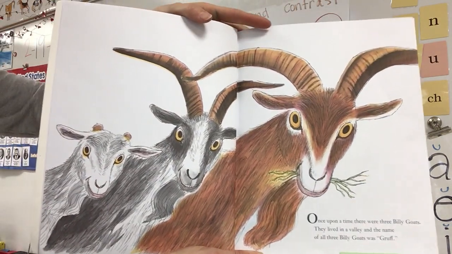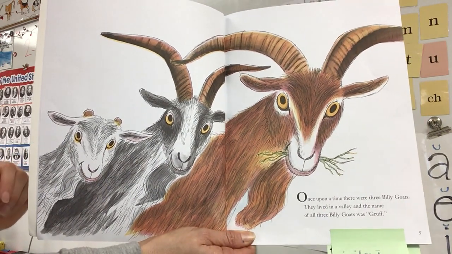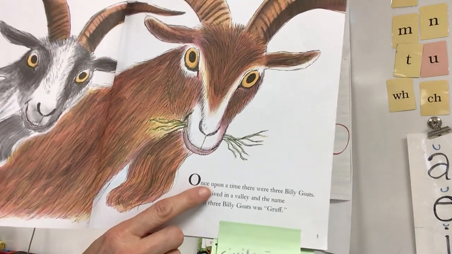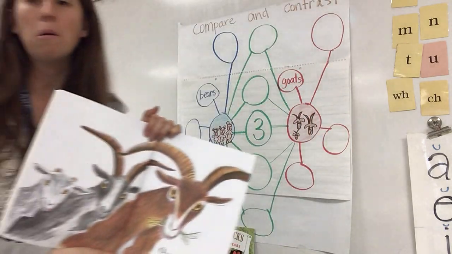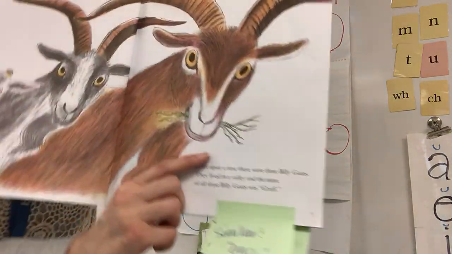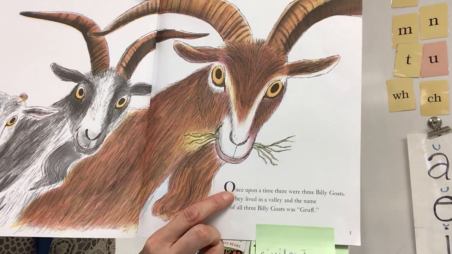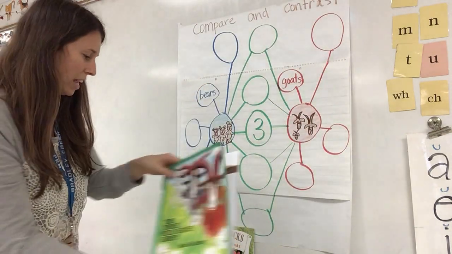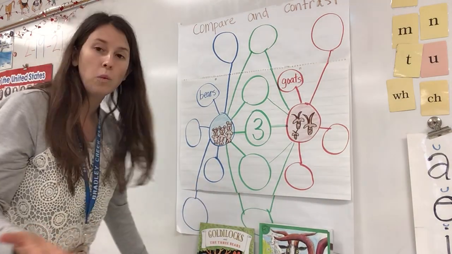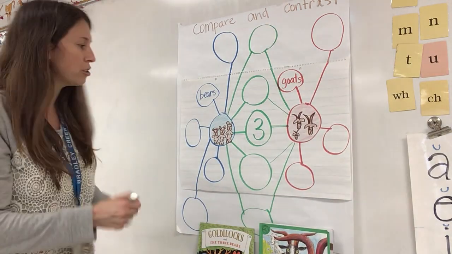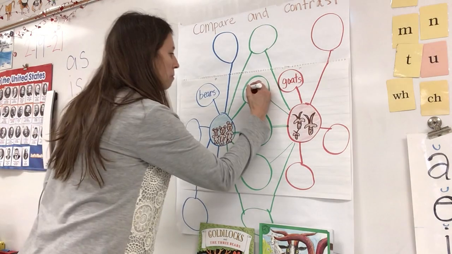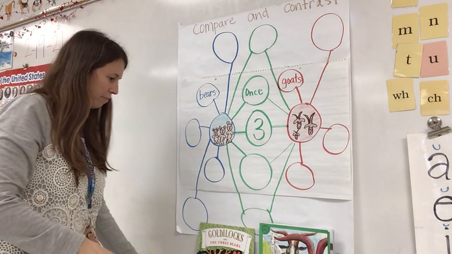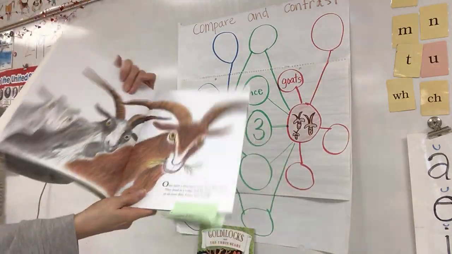I noticed something that's similar between the two stories. They both start with the word once. Many traditional tales start with once upon a time. They both start with a capital O, and a lot of times the O is big in these traditional tales. So where could we put the word once? They both start with once. That's similar. Great. All right, let's keep reading. Looking for details.